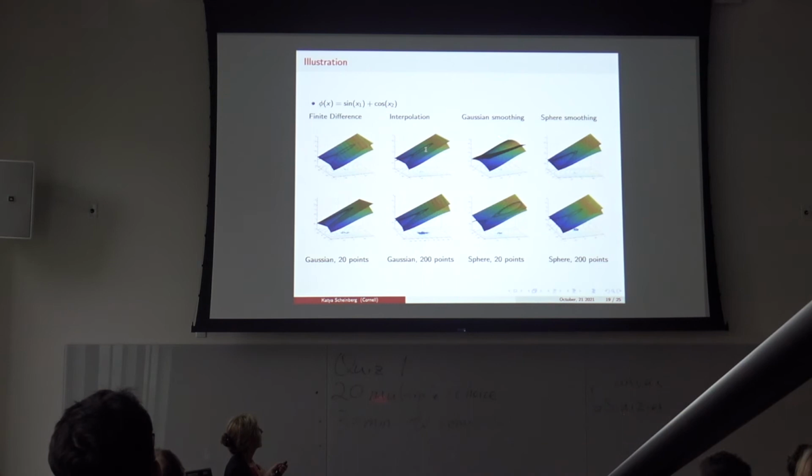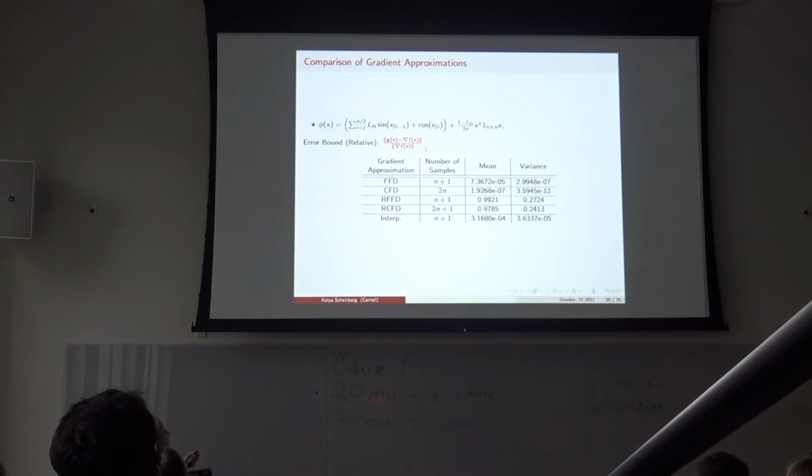And the Gaussian smoothing is the randomized finite difference with Gaussian directions. This gives a pretty lousy approximation. The sphere is random, so it looks a little bit better, but it's not really better. And if you throw enough points at it, then it starts getting better. So as you can see, with a sufficient number of samples, it will produce a good approximation. And this is the same thing more generally. There was a function in two dimensions, and you can expand it to multiple dimensions and try out different things. With the same number of samples, the error that you get with finite difference is much, much smaller than with any other interpolation or with the random samples.